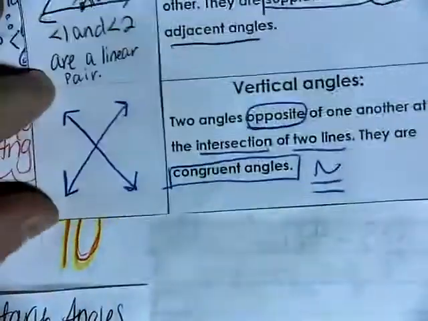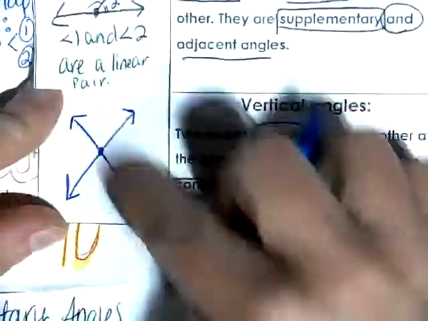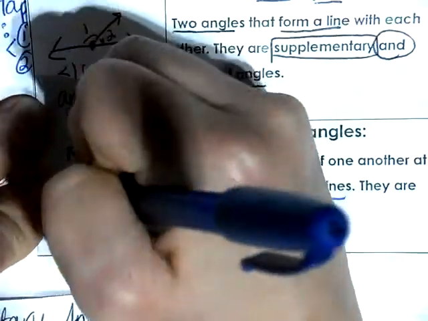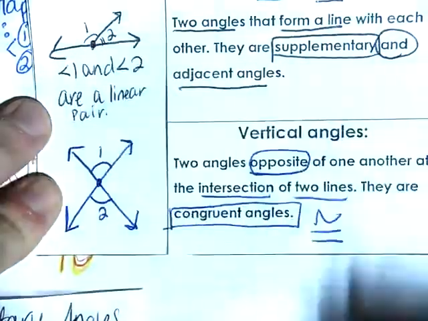So if I were to draw two straight lines, vertical angles are not always vertical. They are essentially angles where there are two straight lines. They have to be straight lines and they are congruent to each other. So like this angle is congruent to this angle. We'll call it angle 1 is congruent to angle 2.